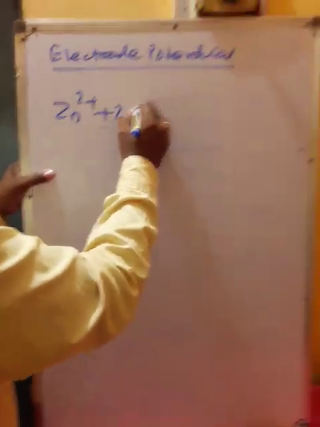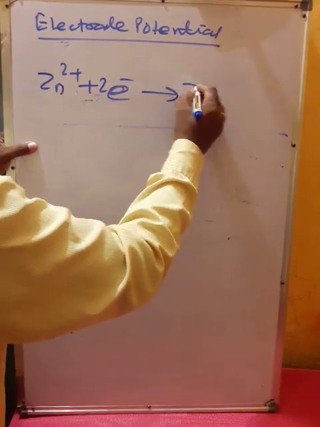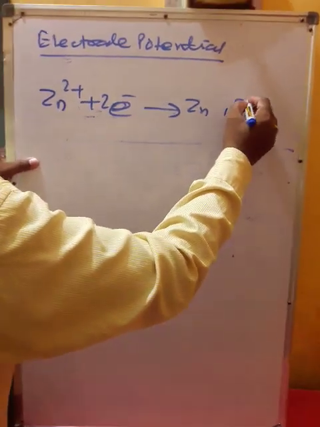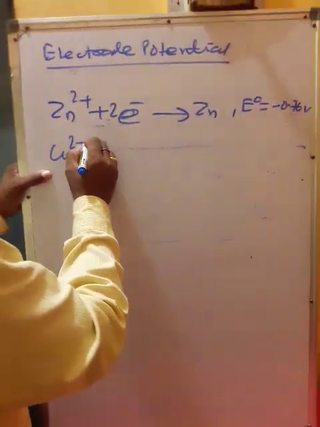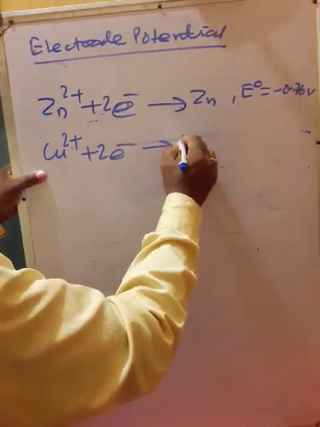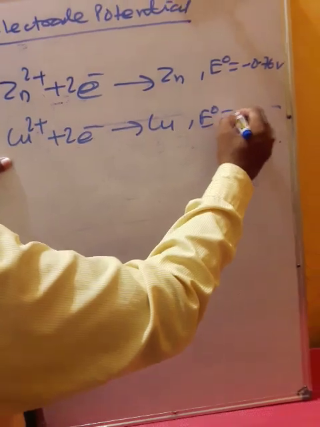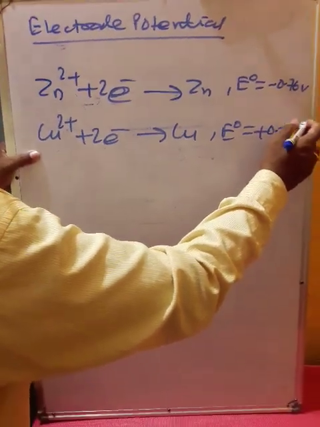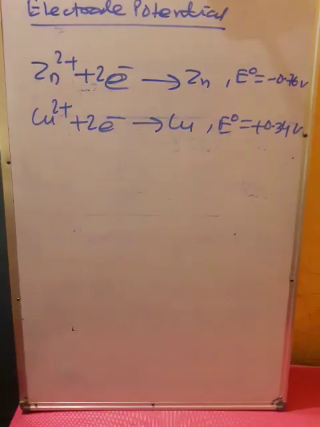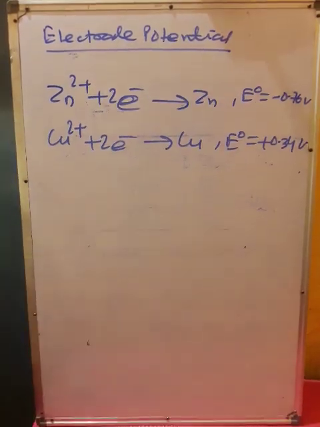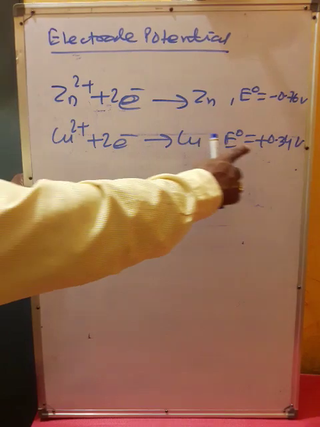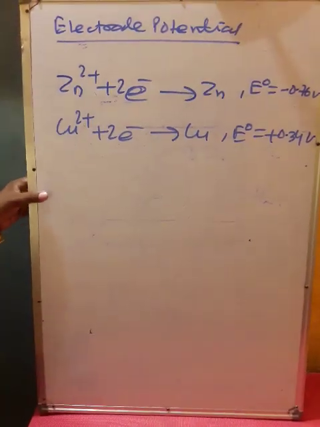Now, see, let us consider that Zn2+ plus 2 electrons gives Zn, here E naught is equal to minus 0.76 volt. Cu2+ plus 2 electrons gives Cu, E naught is equal to plus 0.34 volt. Now see that the zinc ion has a standard electrode potential of minus 0.76 volt. Copper ions have the standard electrode potential of plus 0.34 volt.